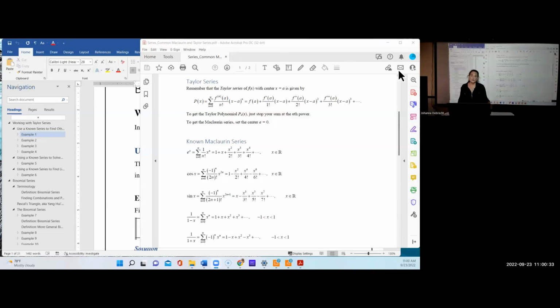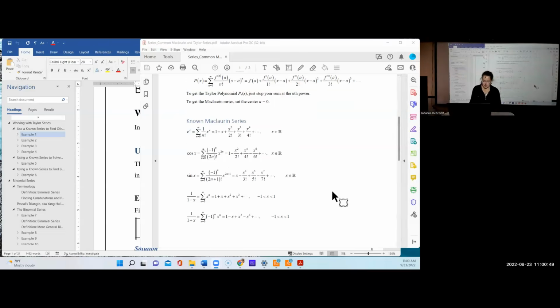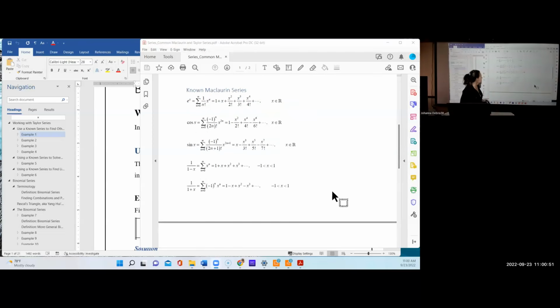And for many of the known series that we find, what we're actually looking at are Maclaurin series, because the center being 0 is, of course, the easiest one to compute. And so most of the ones that we write down are Maclaurin series. So let's take a look at some of these commonly known Maclaurin series.